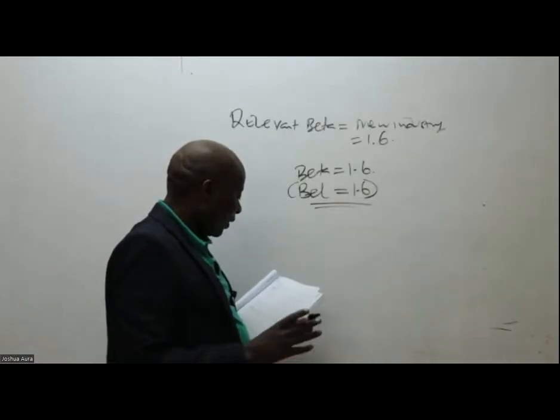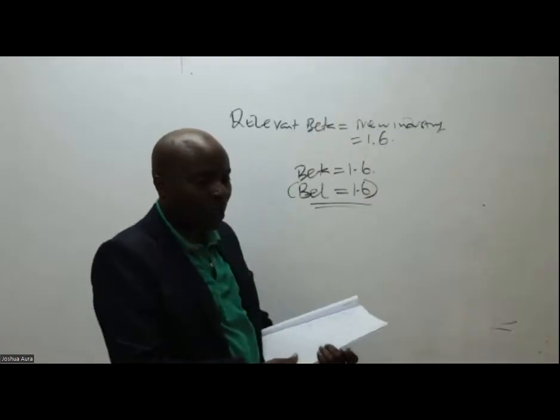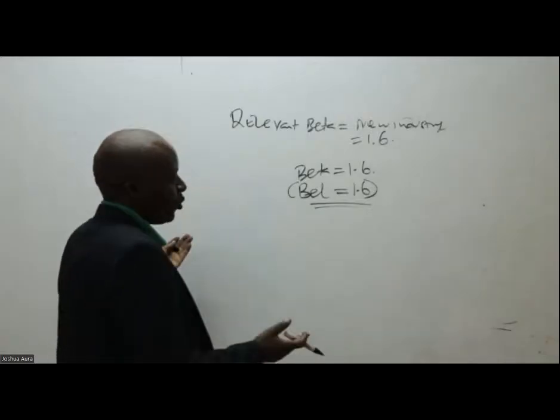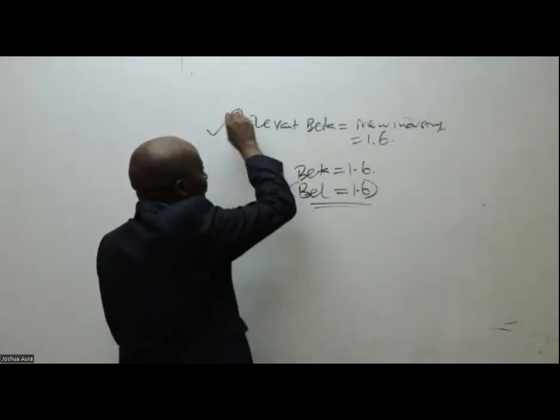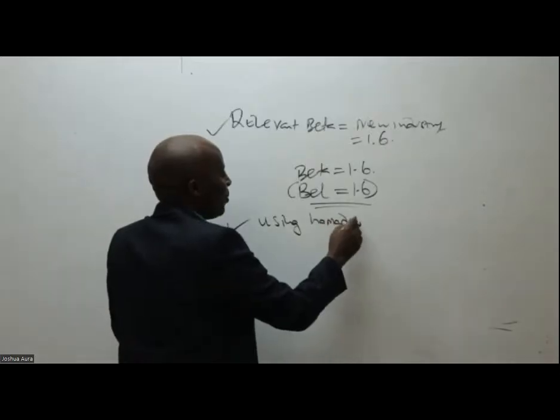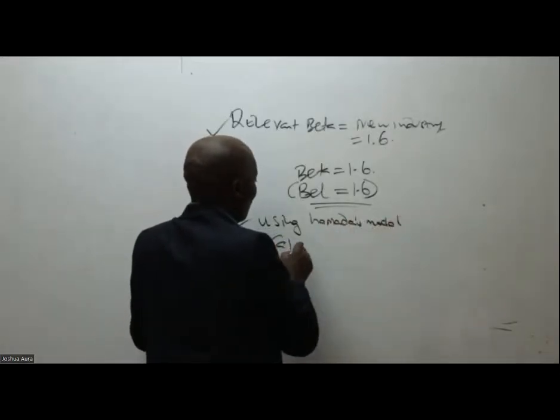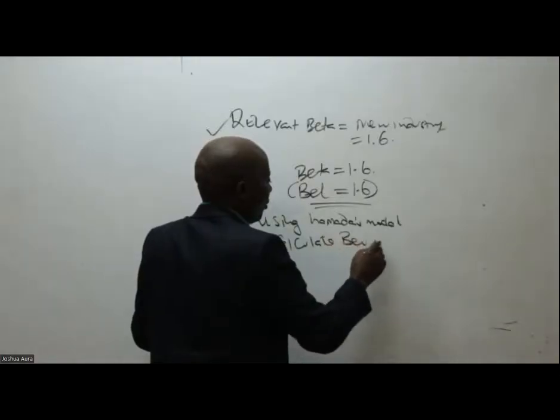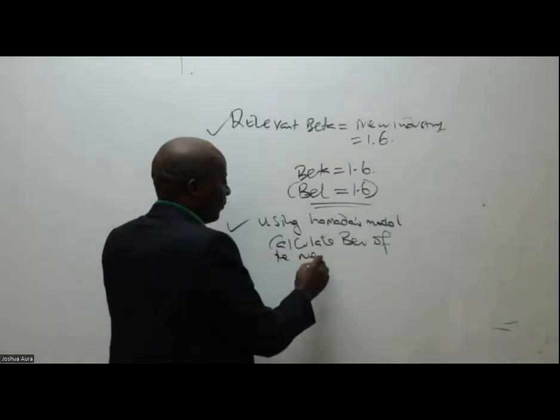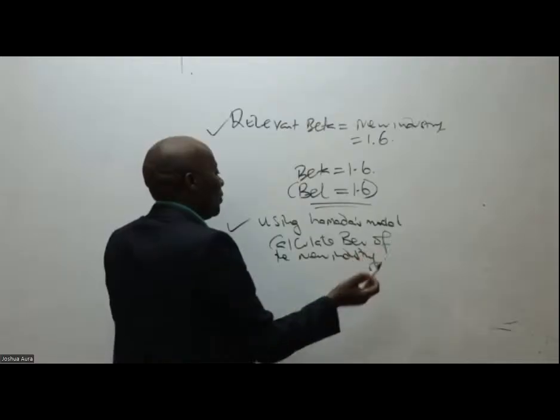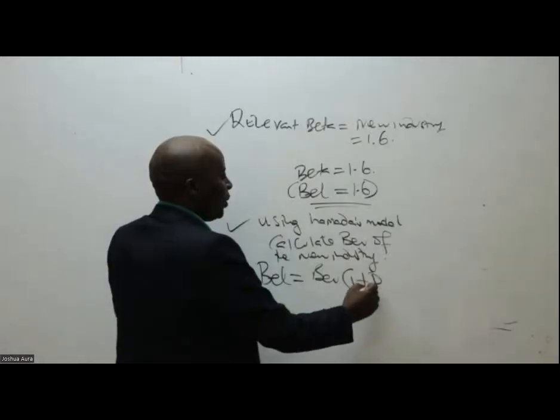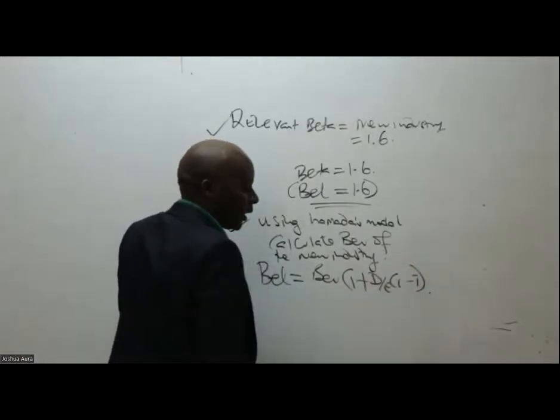So the very first thing that we need to do here for sure is to get a BEU out of this relevant beta. So using Hamada's model, calculate BEU of the new industry. So Hamada, we know it's BEL equals BEU into 1 plus debt over equity into 1 minus tax.